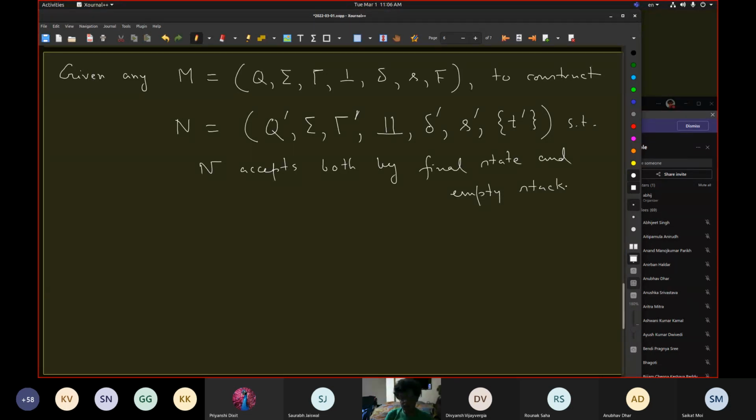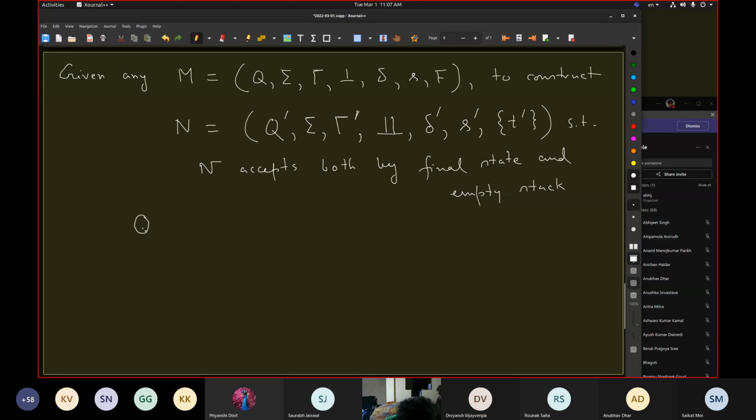And this construction will hold irrespective of whether M accepts by final state or by empty stack. If I can do this, I can always say that whether this acceptance is by empty stack or by final state, it doesn't matter. Right. So I'll do this construction and then we will have a short break.